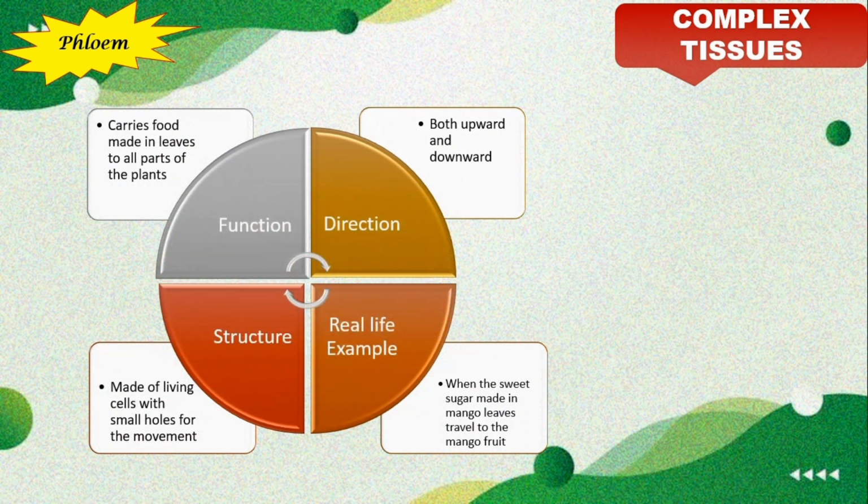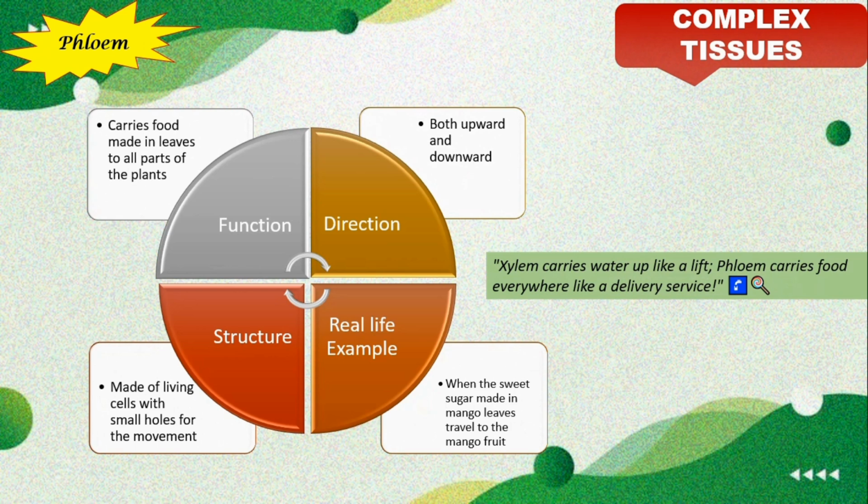The main function of phloem is to carry food that is made in the leaves to all parts of the plant. The direction is both upward and downward. You have seen that in xylem it is only upward, but in phloem it is both upward and downward. And it is made up of living cells with some small holes for the movement. So xylem carries water up like a lift, and phloem carries food everywhere like a delivery service.